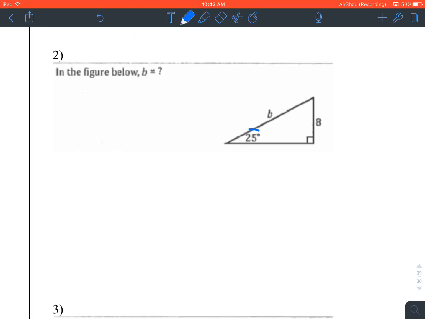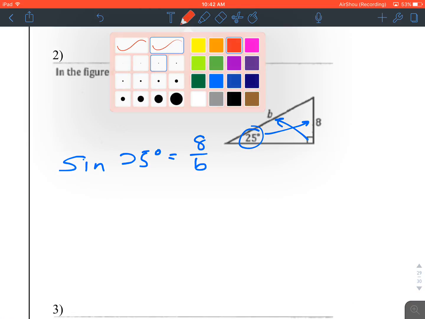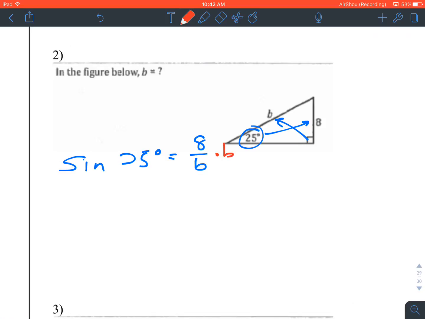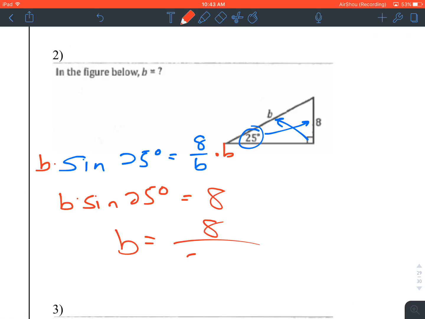Start out with your acute angle, 25. 8 is the opposite leg. B is the hypotenuse. What trig function uses the opposite leg and hypotenuse? Well, it's sine, of course. Sine of the acute angle, 25 degrees, is 8 over b. Trying to get b by itself, we're going to have to multiply both sides of the equation by b to get it off the fraction. So now we have b times sine of 25 degrees equals 8. Trying to get b by itself, we're going to divide both sides by sine of 25 degrees.